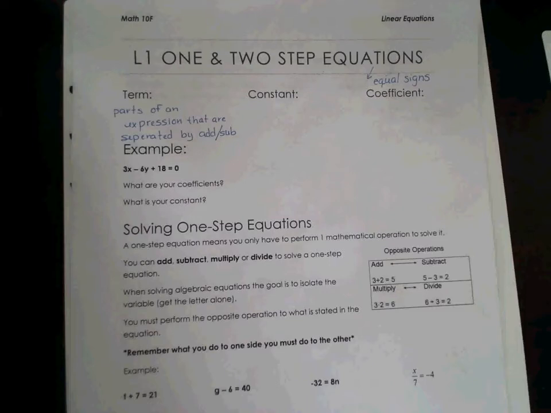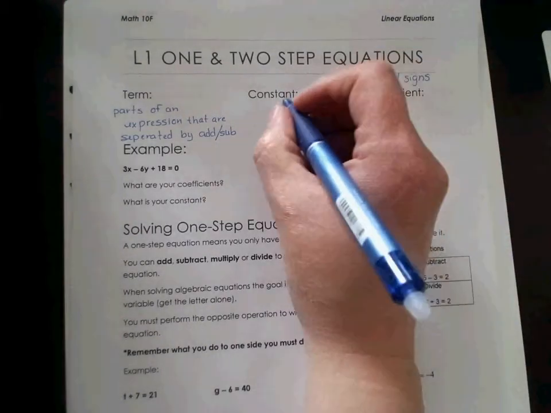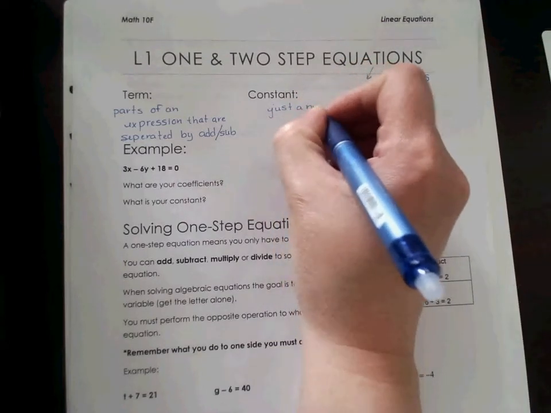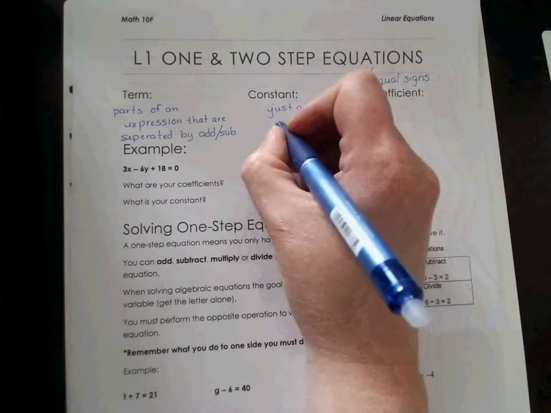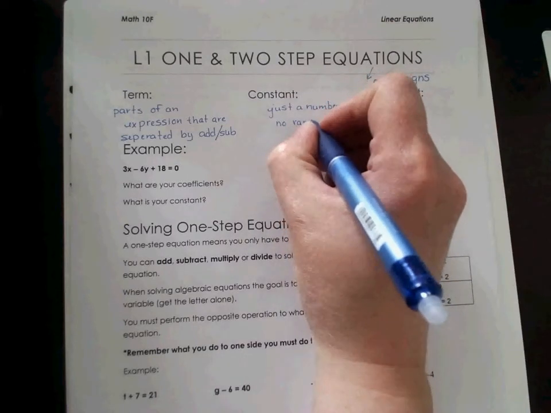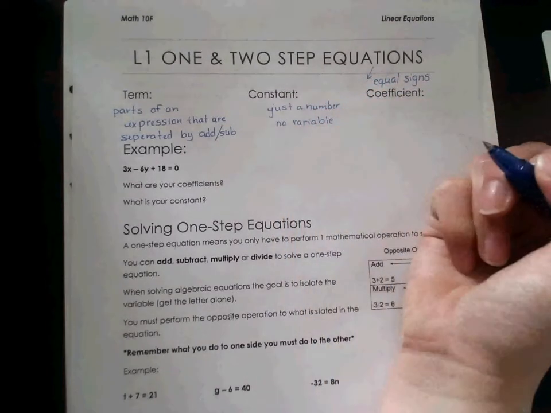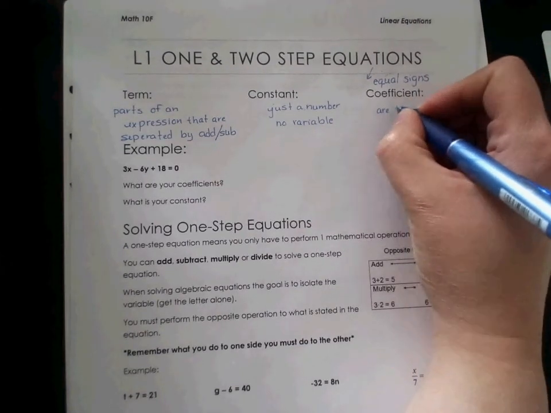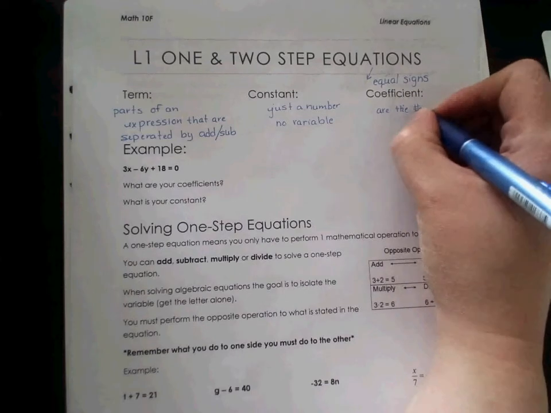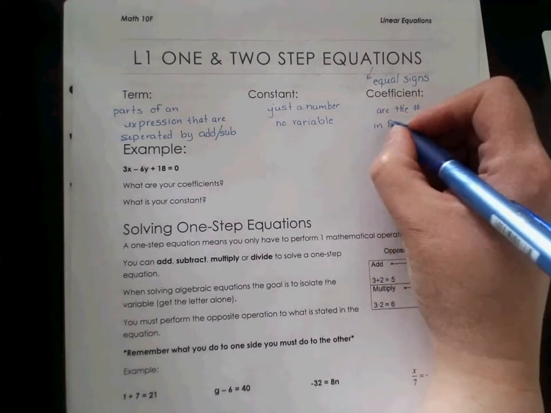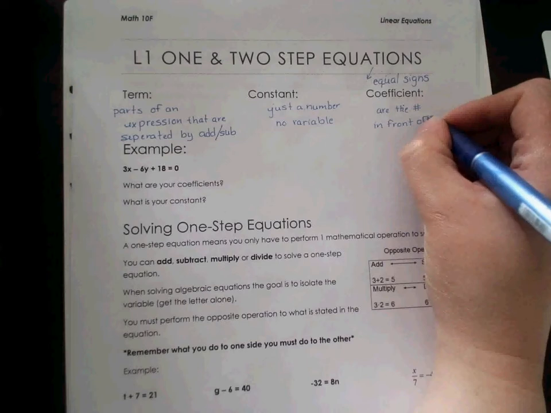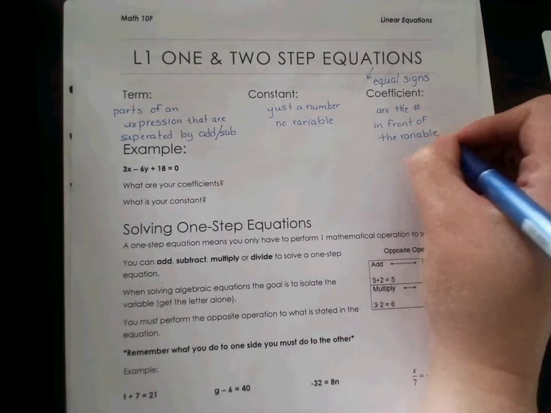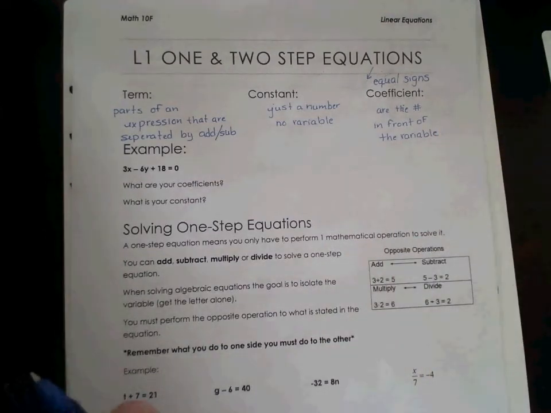Okay, so the next one is the constant. The constant is just a number, no variable attached to it. And when I'm talking about variables, I'm talking about the letters, the unknowns. The coefficients are the number in front of the variable. And what they do is they tell us how many we have and whether they're positive or negative.